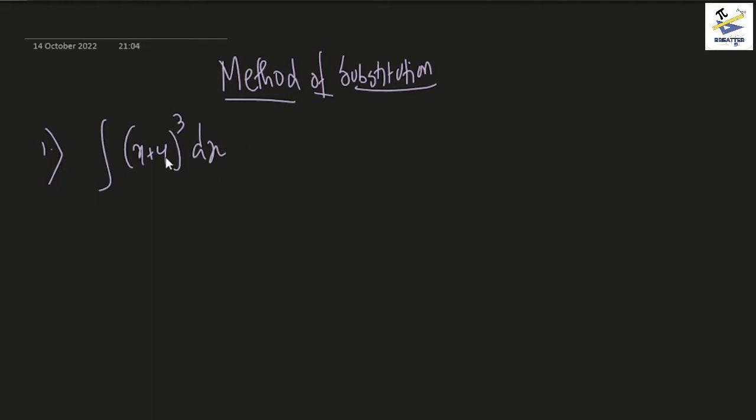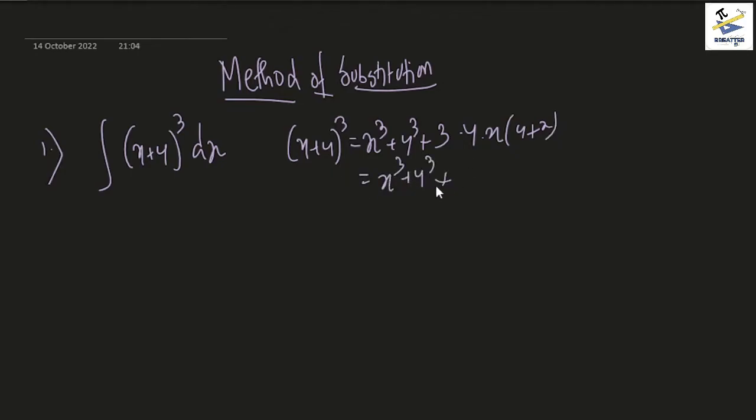The first way would obviously be to try to evaluate this (x plus 4) whole cube by expanding it. You can use the formula for (a plus b) whole cube and write it as x cubed plus 4 cubed plus 3 into 4 into x into (4 plus x), which gives x cube plus 4 cube plus 12x into (4 plus x). So you can break it down as x cube plus 64 plus 48x plus 12x square.